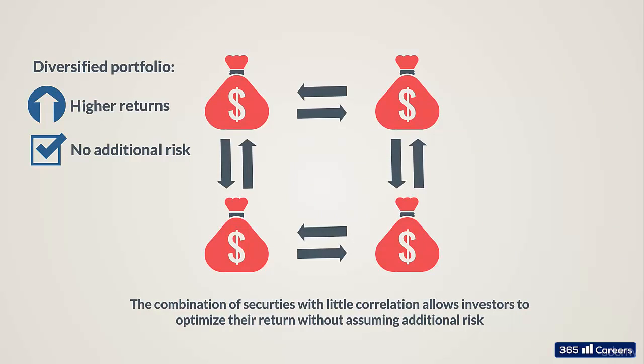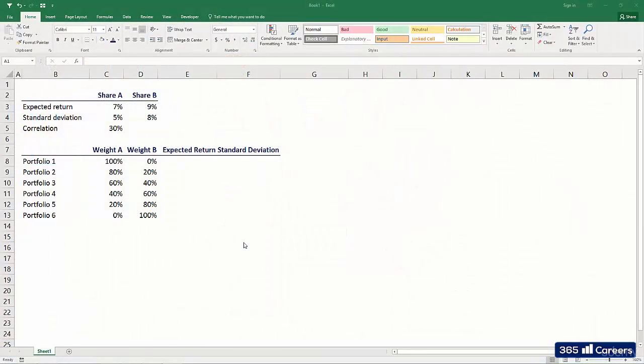Through the combination of securities with low correlation, investors can optimize their returns without assuming additional risk. Markowitz assumes investors are rational and risk-averse, so they are interested in earning higher returns and prefer avoiding additional risk. This leads to the conclusion that, for any level of risk, investors will be interested only in the portfolio with the highest expected return. Let's assume only two companies exist in an economy.